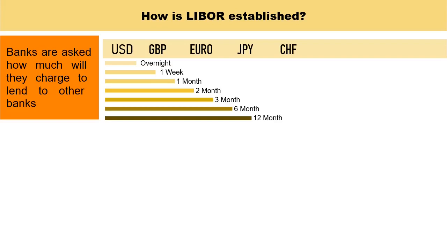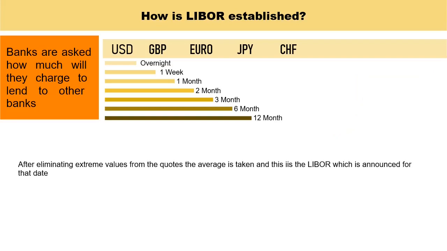The most commonly quoted Libor is the 3-month US dollar Libor rate. These quotations are asked from around 15 to 18 major banks, and after eliminating extreme values, the average is computed for each currency across each maturity. Once this has been calculated, it is published, which is around 11:55 AM London time.